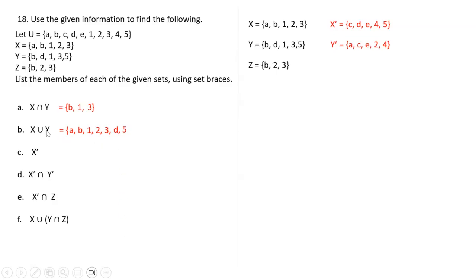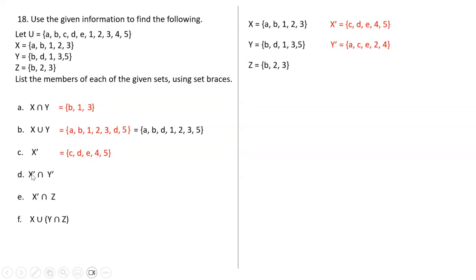So this is X union Y, or X or Y. Union means the same thing as OR. That's my result. But we'll put them in order from the alphabet, and also the numbers, we put them in order. Now, the complement of X, right? We just found it over here, so it's going to be C, D, E, 4, 5.